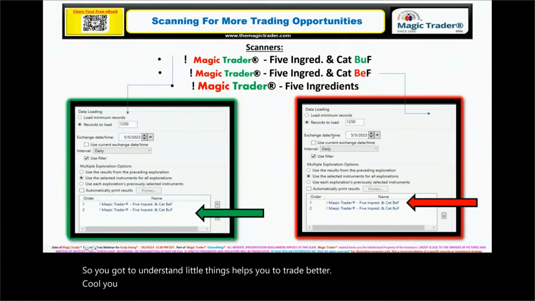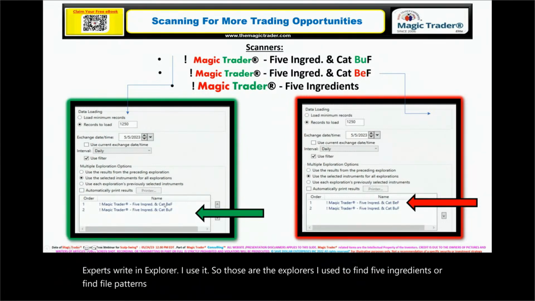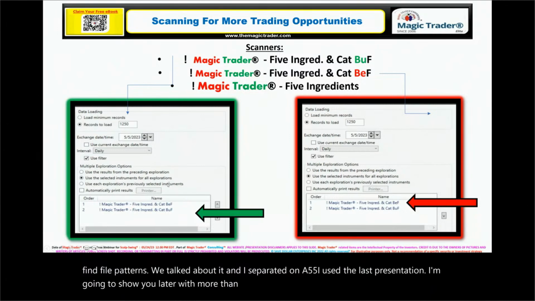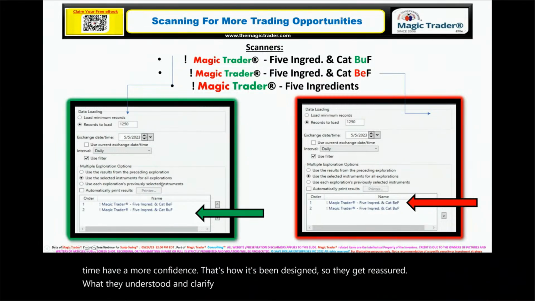So you've got to reach out to them. They could show you. These are a few experts, right? In Explorer, I use it. So those are the explorers I use to find 5 ingredients or 5 patterns. We talked about it, and I separated it into a 5-5. I used it in the last presentation. I'm going to show you later with more than what I showed last time. So people who came last time have more confidence. That's how it's been designed. So they get reassurance of what they understood and clarify the rest of the things they did not understand.